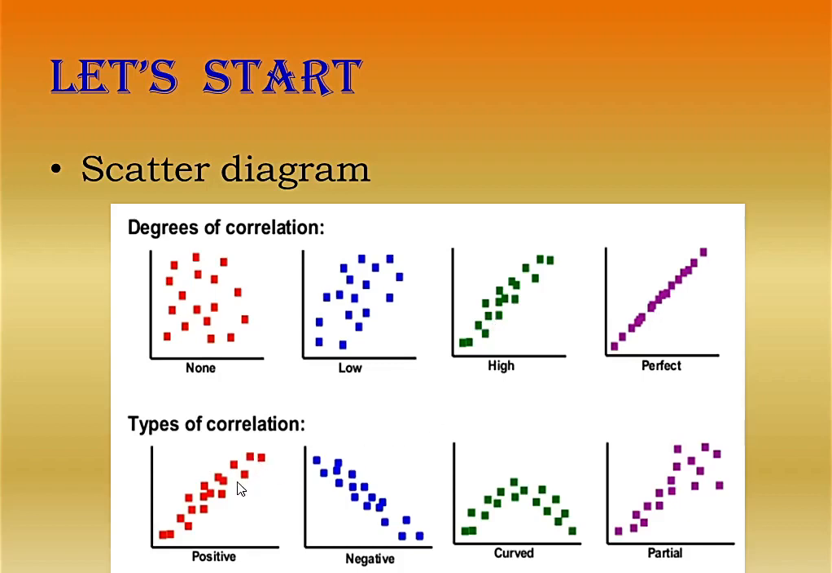When the points are rising to the right side, then there will be positive correlation. When the points are rising to the left side, there will be negative correlation. When the points are in a curved form, there will be curved correlation, and in this way, it will be partial correlation.